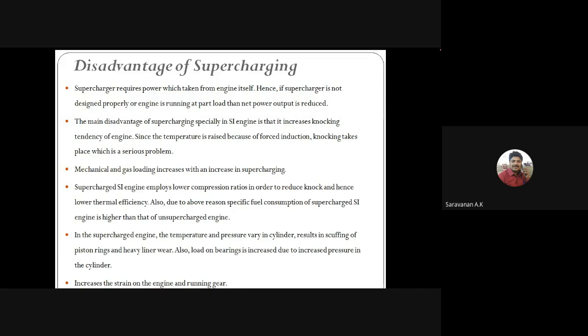So in most cases, if you are using accessories, the engine performance will be utilized to run the accessories as well. That's a very major disadvantage of supercharging and turbocharging. These are the main disadvantages of supercharging.